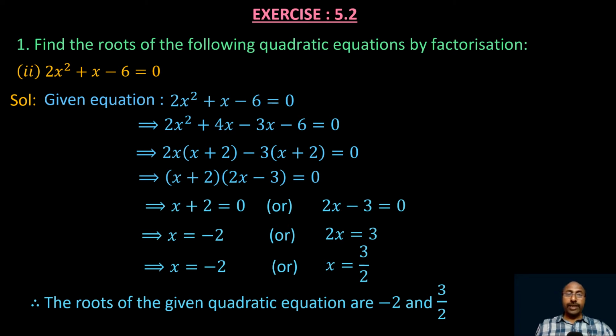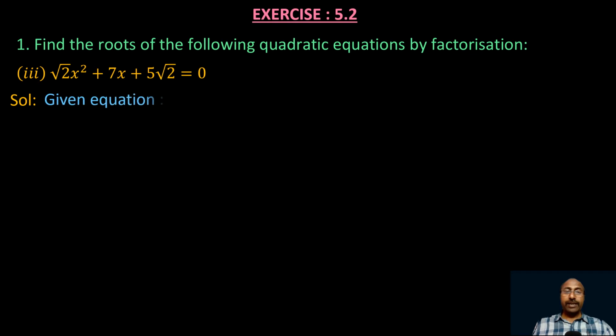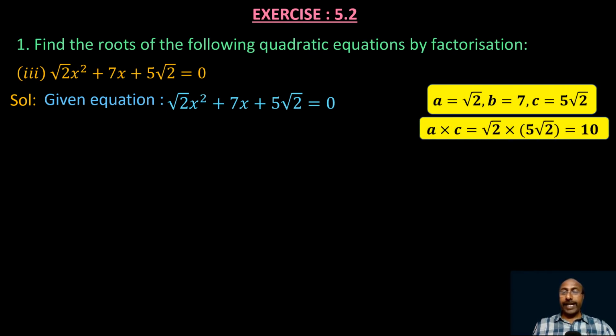Okay. So let's solve the third one. Root 2 x square plus 7x plus 5 root 2 equals 0. So let's write the given equation. And here a equal to root 2, b equal to 7, c equal to 5 root 2. And the product of a and c is equal to root 2 into 5 root 2. And root 2 into root 2 is 2. So we get 5 into 2, that is 10.